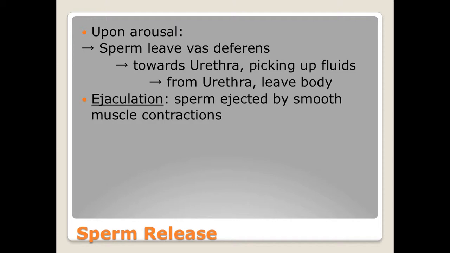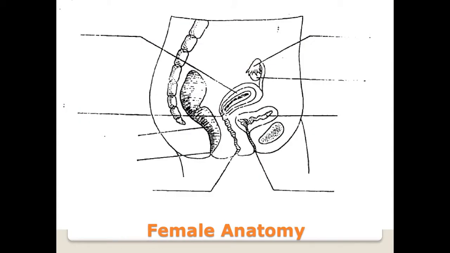There are smooth muscle contractions, basically peristalsis, that is occurring within the penis to push that semen out. This is not a voluntary action. All smooth muscle contractions are involuntary. And during that ejaculation, between 2 and 6 milliliters of semen is released. And if you think about those little plastic pipettes we use in class, those can hold up to about 3 milliliters. So that gives you an idea of how much fluid is being released.